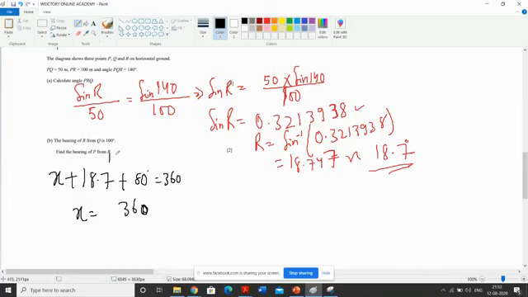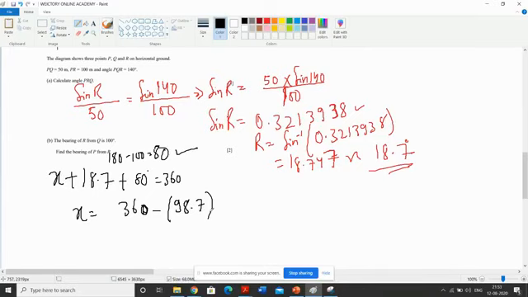You must show how you got 80. 180 minus 100 is 80, and otherwise you will lose 1 mark. You must show steps. So x plus 18.7 plus 80 is 360. So 360 minus 98.7. Just use the calculator.